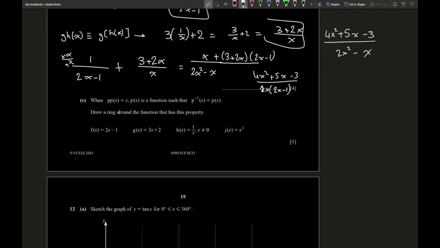Okay, now part E. p of x is a function such that p inverse of x is equal to p of x. Draw a ring around the function that has this property.